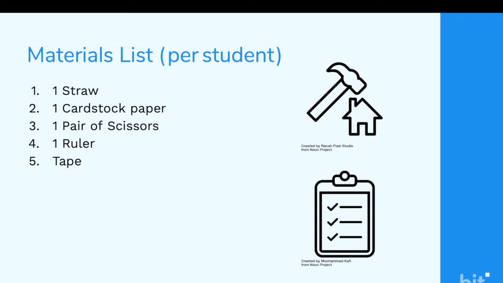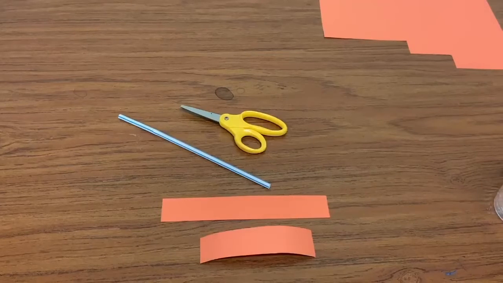The straws and cardstock paper may be different colors. Do not let students choose a color. Hand them out randomly, and whatever they get, they need to keep to prevent arguing and having to give each individual whatever color they want.